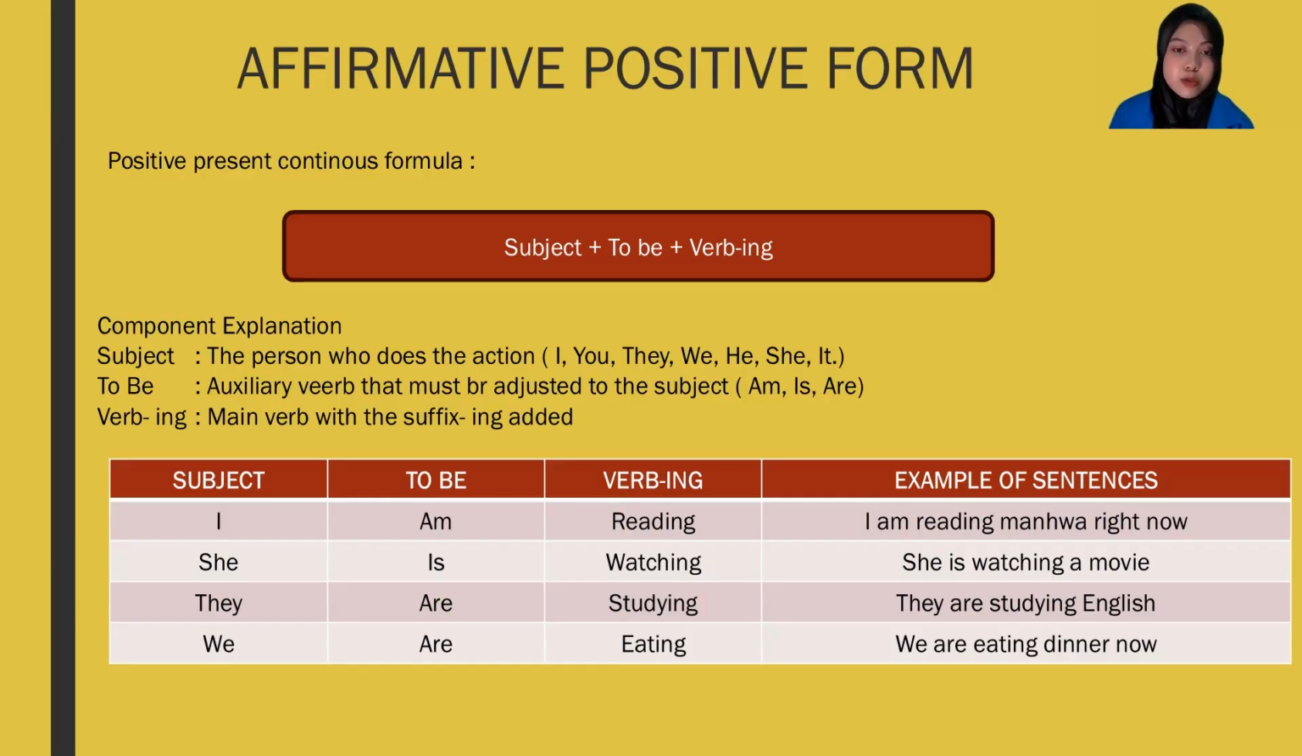There is subject, to be, verb-ing, and example of sentence. Subject I must use to be am, and example verb-ing is reading. Example of sentence: I am reading manhwa right now. Subject she, to be is, verb-ing watching. For example, she is watching a movie. Subject they, to be are, verb-ing studying. They are studying English. Subject we must use to be are, and the verb-ing eating. Example of sentence: we are eating dinner now.